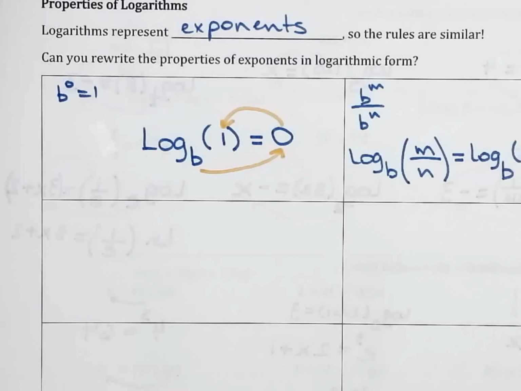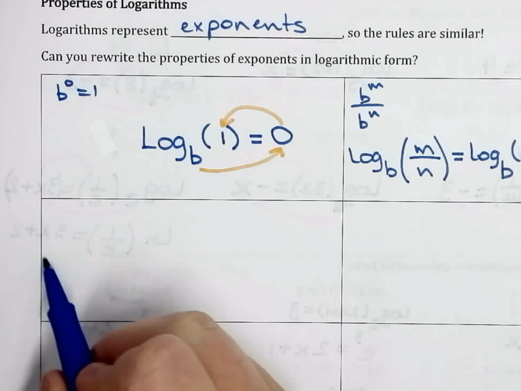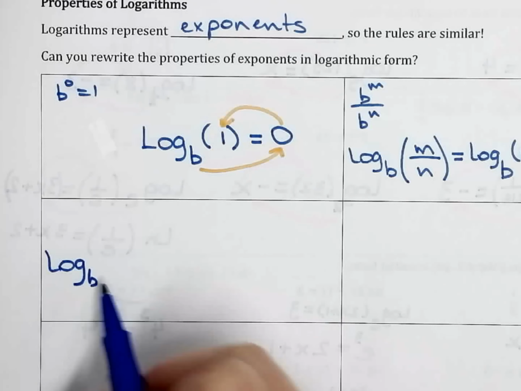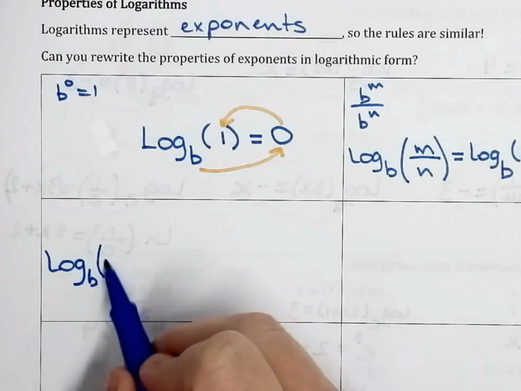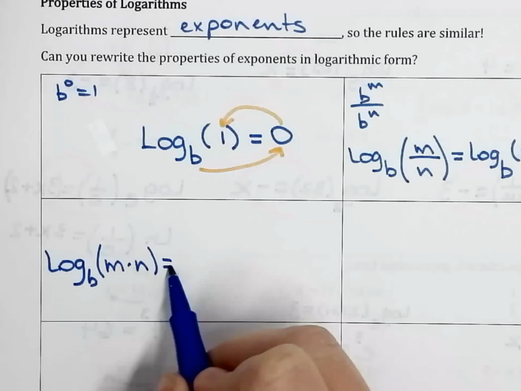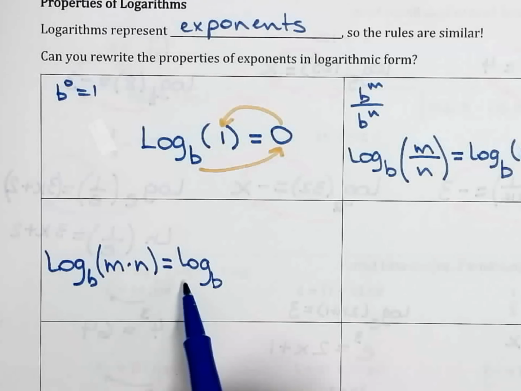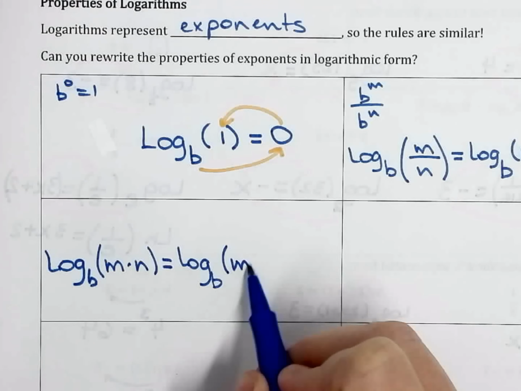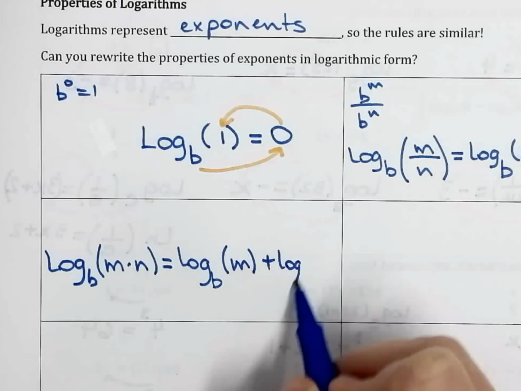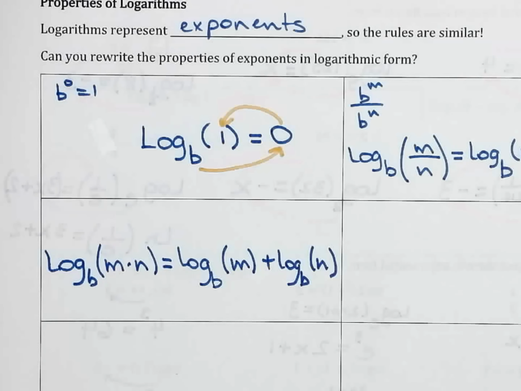So when you multiply, you add the exponents. Same thing you do when you're multiplying the arguments of a log function. So you're going to add the arguments. So log base b of m plus log base b of n.